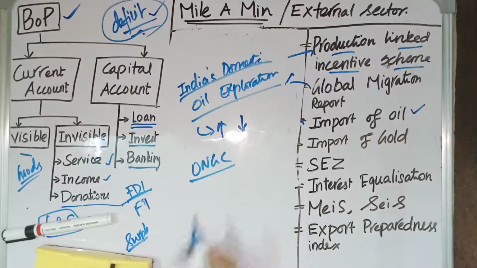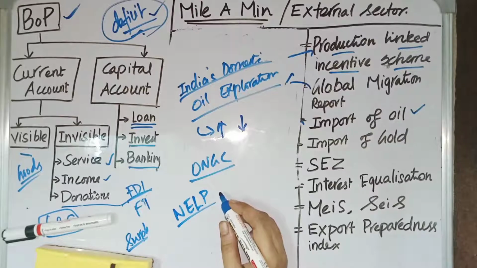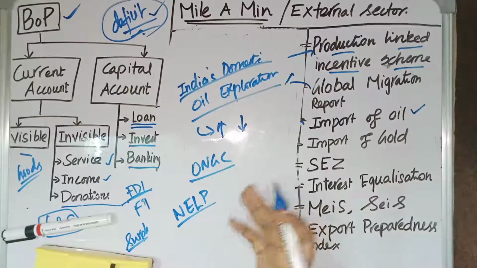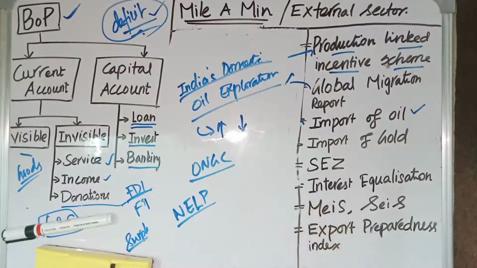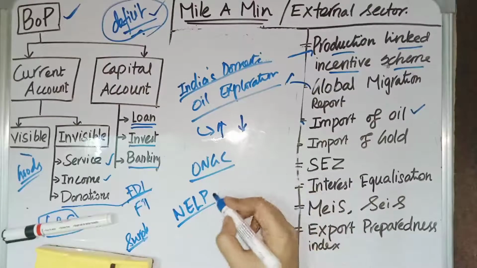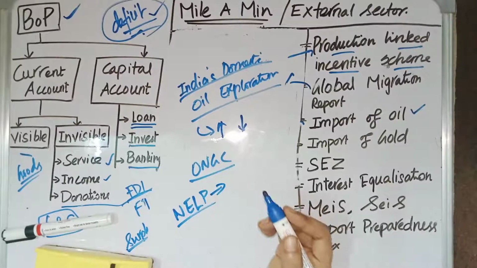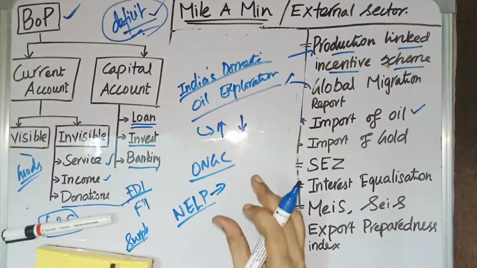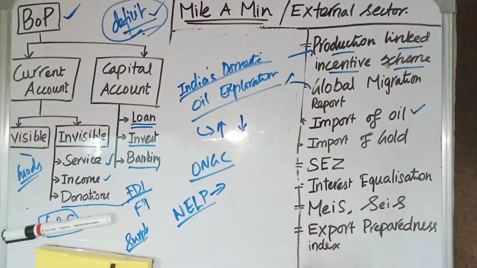So there is another scheme for this. We have NELP. NELP is nothing but New Exploration License Policy. It gives license for the exploration of a particular product, say exploration of shale gas or exploration of petrol. They give license for a particular product. That is called New Exploration License Policy. So it gives separate license for exploring a particular product.